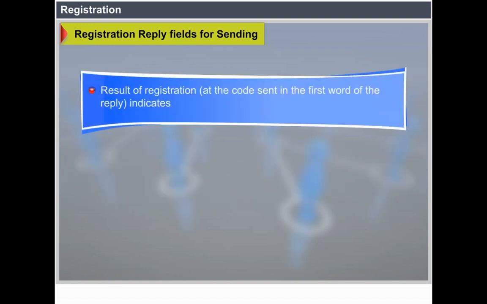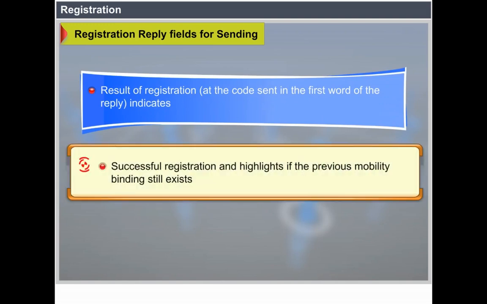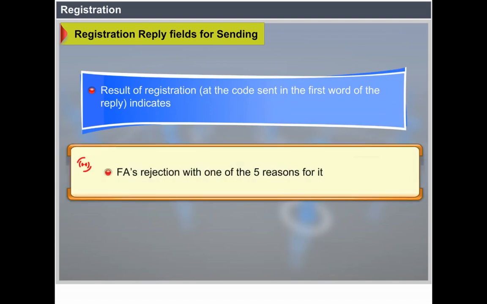The result of registration is the code sent in the first word of the reply. It indicates successful registration and whether the previous mobility binding still exists. FA's rejection comes with one of 5 reasons for it. HA's rejection comes with one of 6 reasons for it.